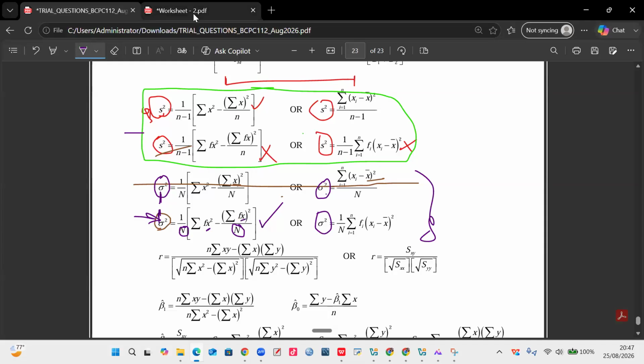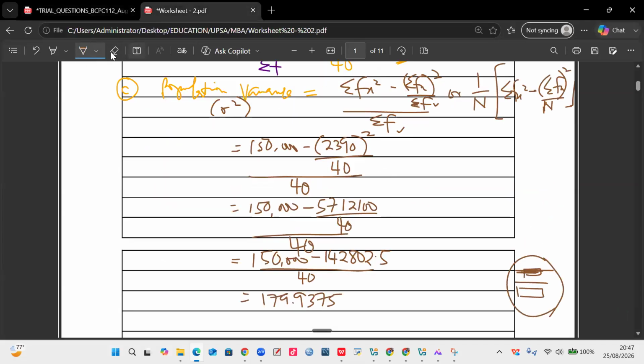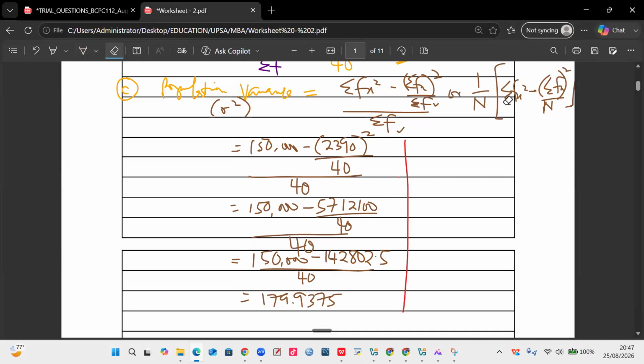We found it. Let me divide here. Watch. Let me use the other formula, the one which is in the formula sheet, just in case they give it to you in exams. So you first write the formula, 1 over n. What's the n? 40, right? Then what is the sigma fx squared? 150,000.